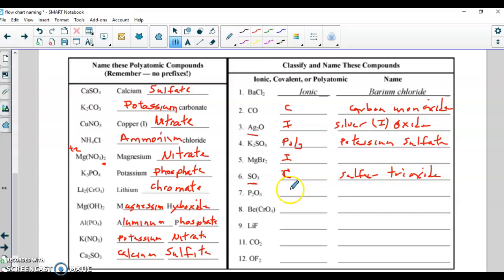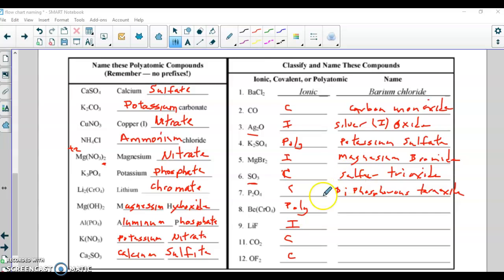This would be covalent. This would be polyatomic. This would be ionic. This would be covalent. This would be covalent. Let me pause this for a second and let the memory try to catch up. Just say these out loud, and then I'll write it down on a piece of paper and scan it and send you the answers for this, so maybe you can read it better.